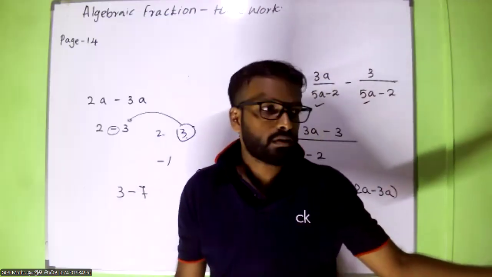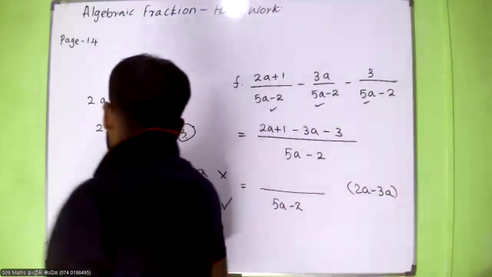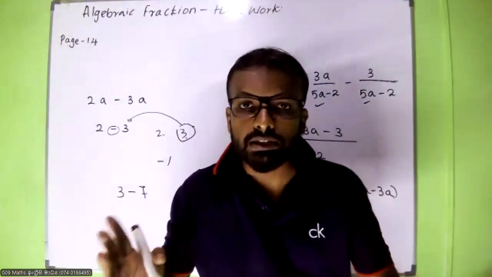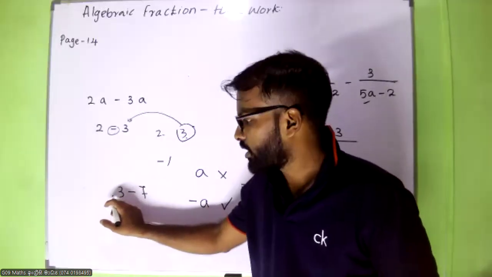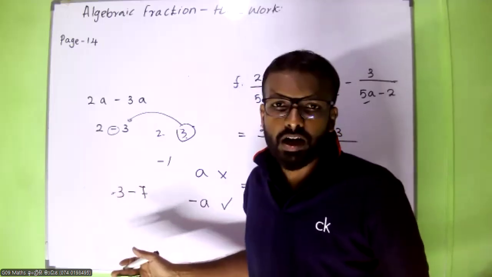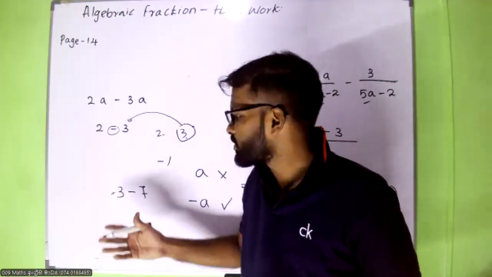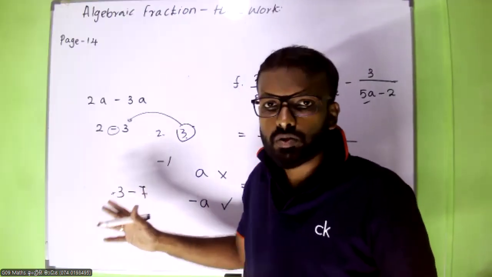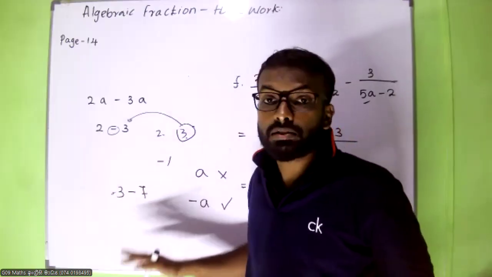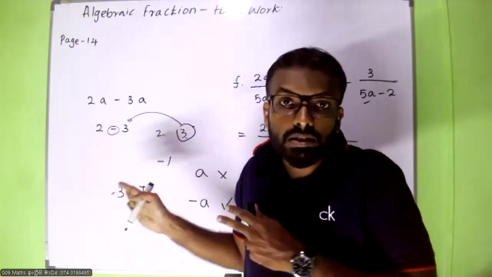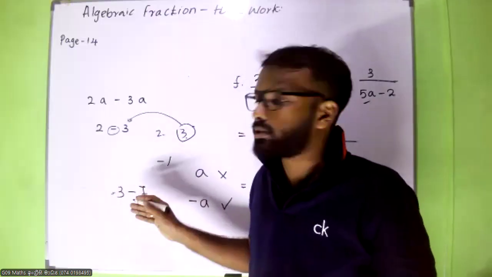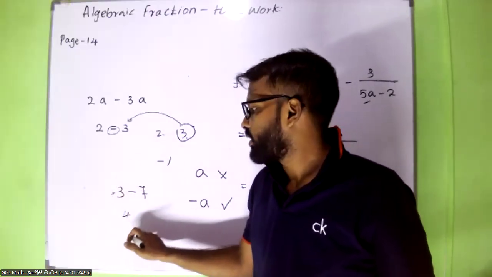Let me do this. There are two numbers with two different signs. This is positive 3, and this is negative 7. So two different signs: forget the signs and take the numbers 3 and 7. What would be the biggest number? 7 is the biggest number. If the biggest number is 7, then take the subtraction: 7 minus 3, 4.